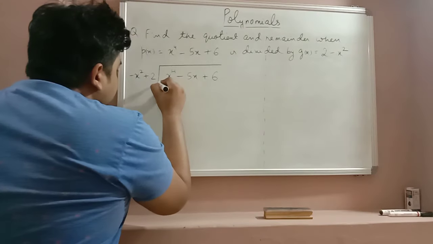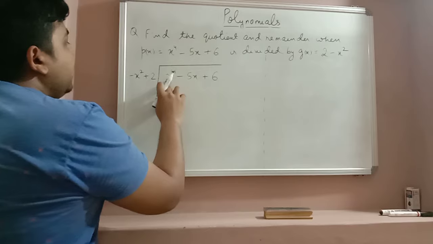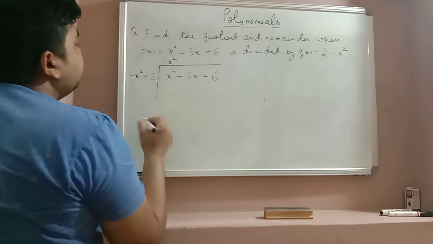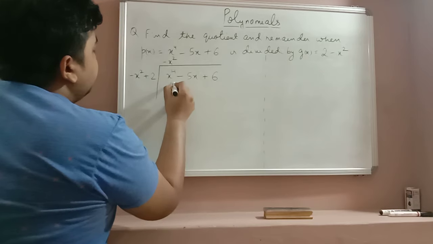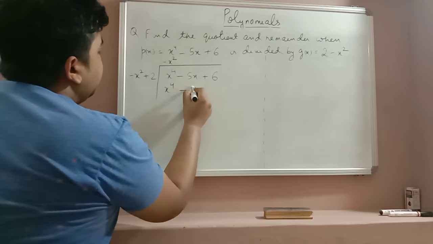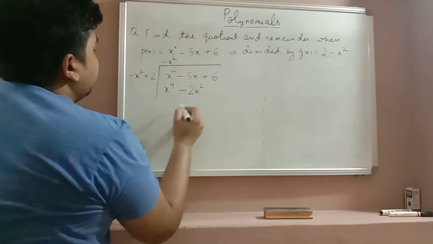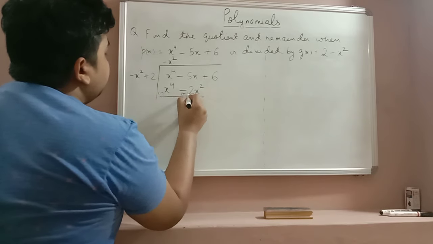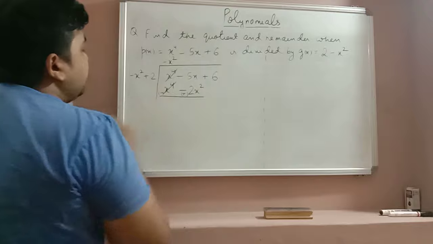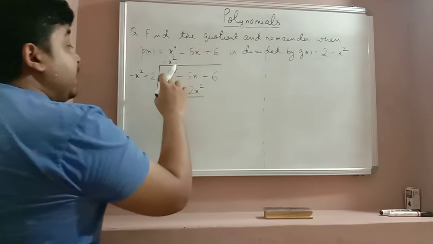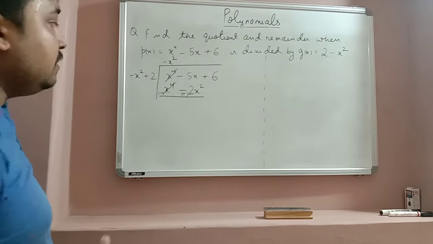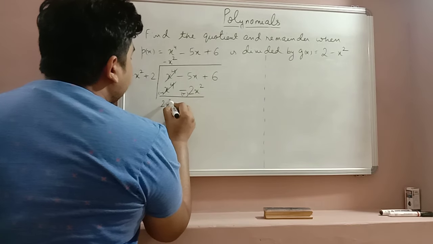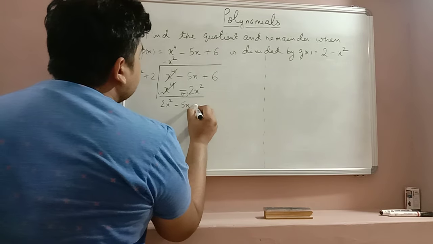Alright, now let's divide. Firstly, I need an x to the power 4, so I need minus x square here in order to get x to the power 4, and consequently I will get minus 2x square. On subtracting, we will get minus, and this will become plus. Minus x square plus x square, x to the power 4 and minus x to the power 4 gets cancelled. We are left with 2x square minus 5x plus 6.